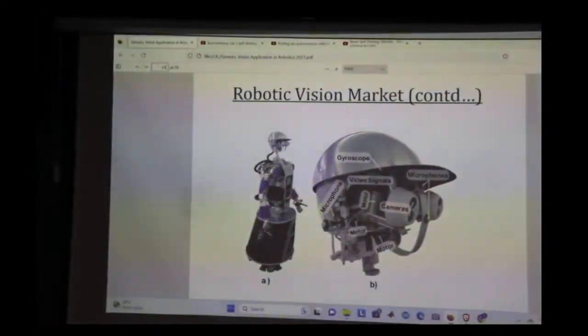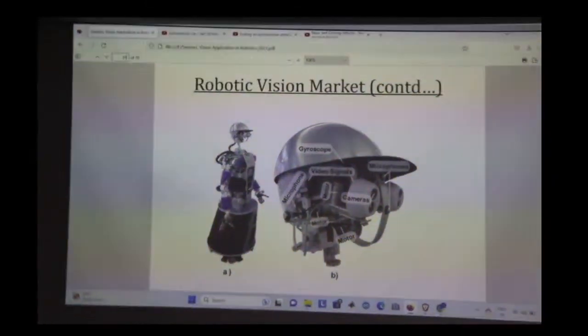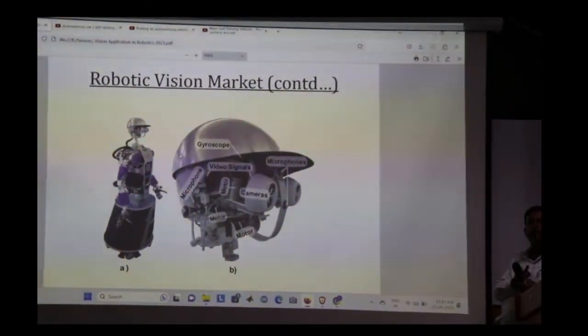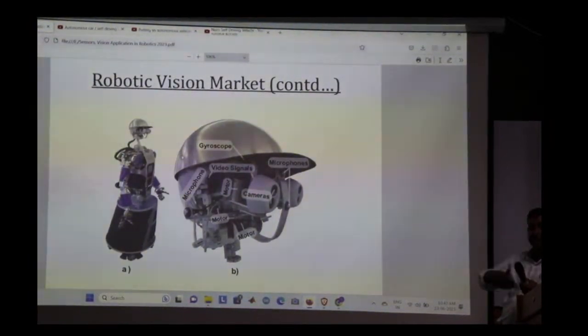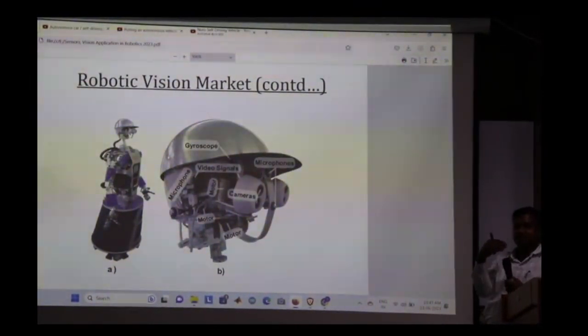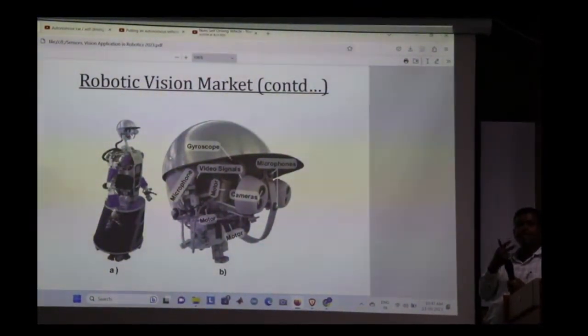Video signal means my eyes. So I have again a stereo vision. Okay, you must have studied stereo vision and mono vision. If I close my eye and I walk through this room, I may not be very comfortable. Why? Because I will not be able to know the depth. Okay, but when I have two eyes, I know the depth and I can walk very confidently.